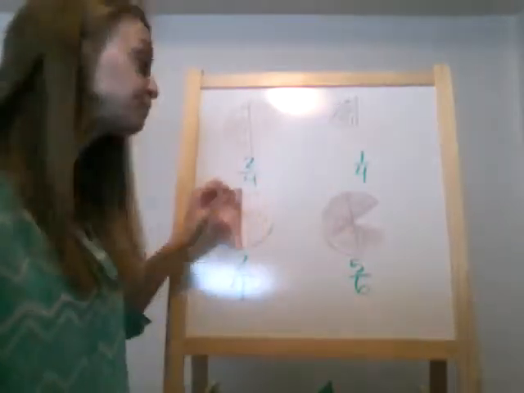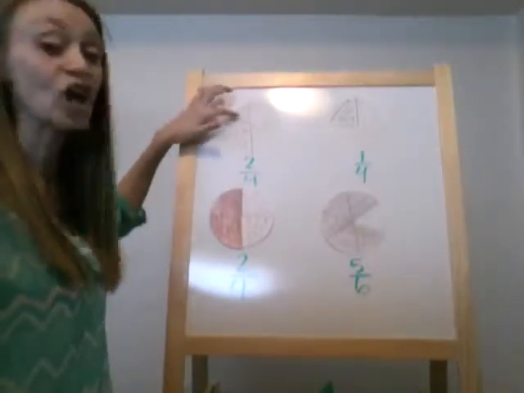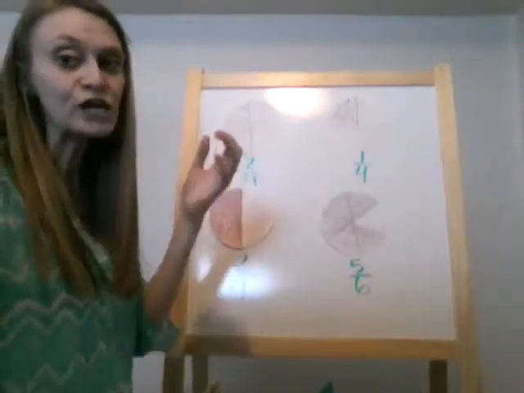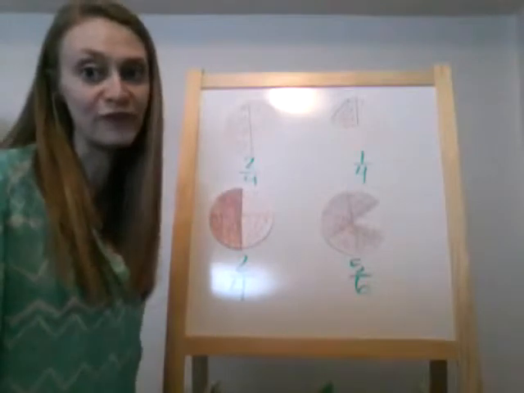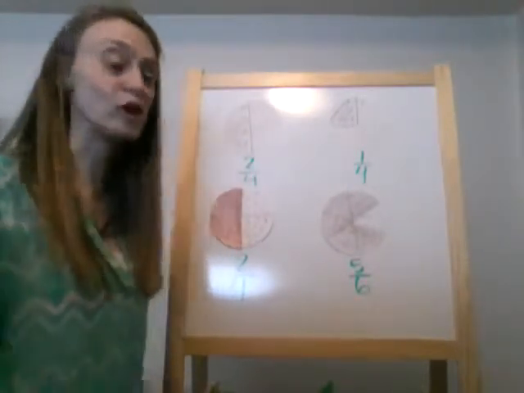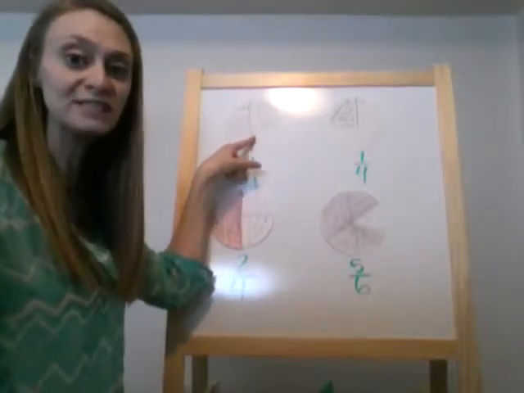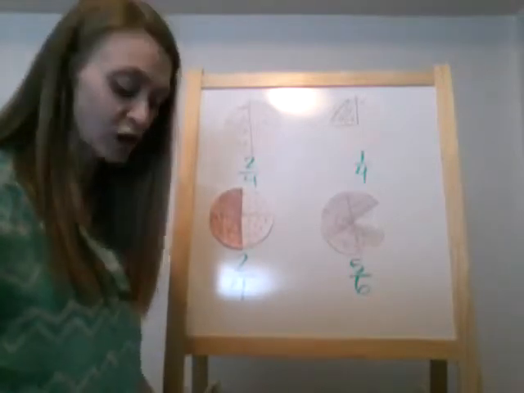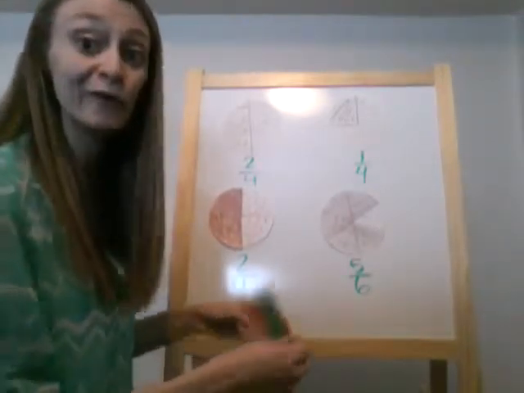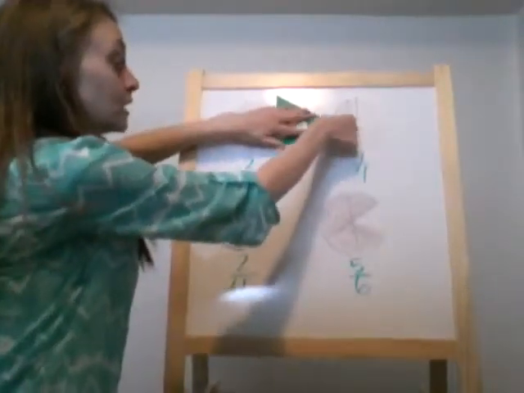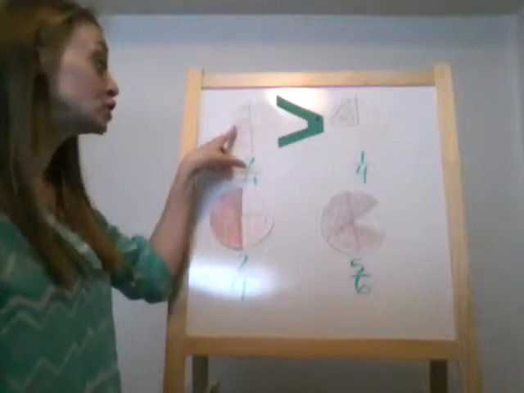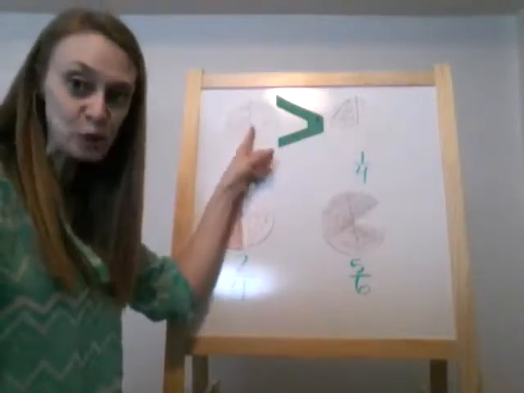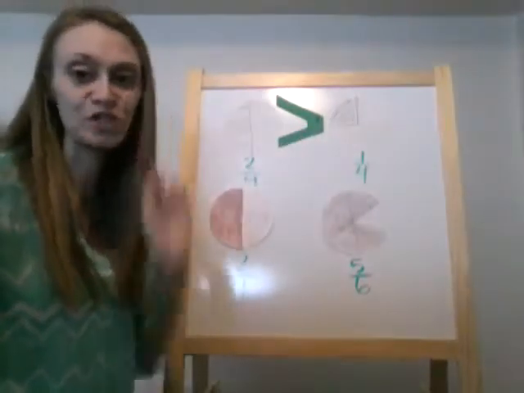So in this example, I have 2/4. That means I would get 2 of my 4 pieces, and in this one I would get 1 of my 4 pieces. Which pancake would I get more of? That's right, I would get more of this one because I would get 2 pieces, whereas in this one I'd only get 1. So with my nifty crocodile, I would point his mouth towards the one that has more. And this would read 2/4 is greater than 1/4, because I'd be getting 2 pieces here and only 1 piece here. Let's try another one.